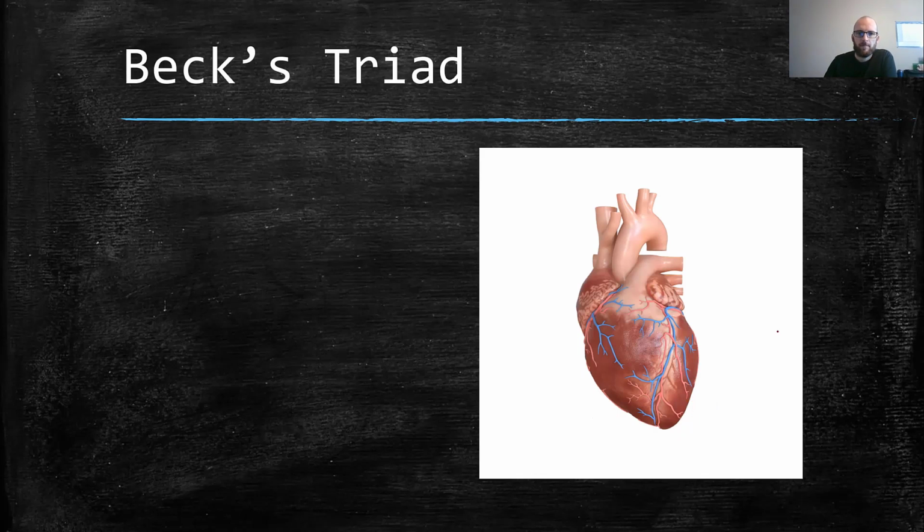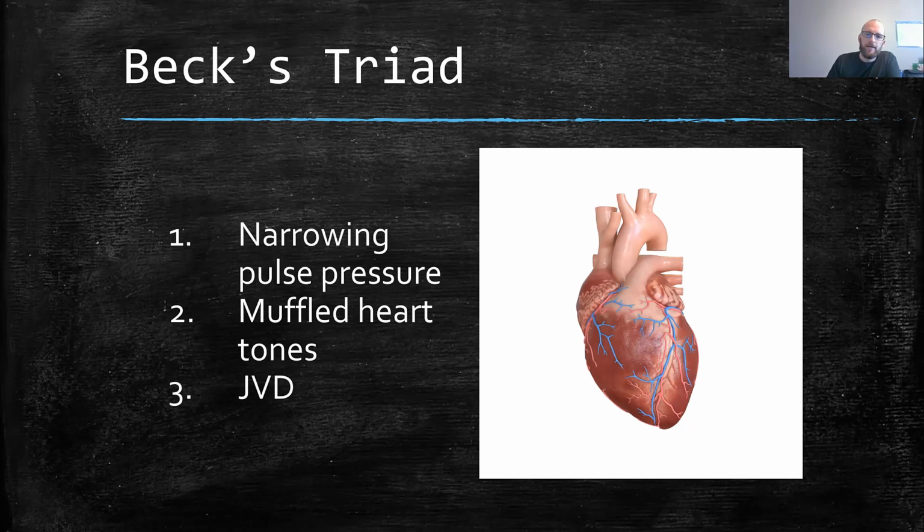All right, so the three classic findings don't always show up, but the three classic findings that will always show up for, you know, kind of national registry questions is Beck's Triad. So Beck's Triad is the three variables that your brain should lightning fire pick up on if you see them in a scenario question. And so Beck's Triad is the three, again, that show up with cardiac tamponade, and we'll talk through them. It's narrowing pulse pressure, muffled heart tones, and JVD.